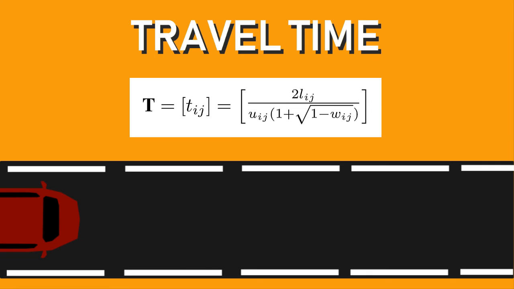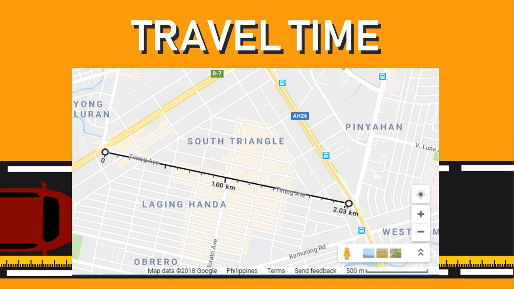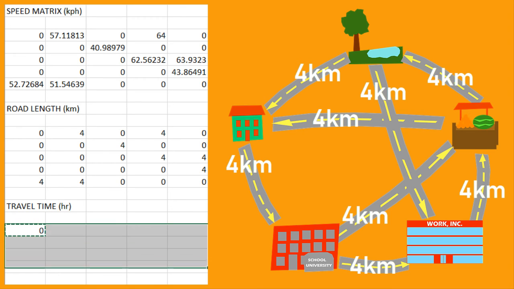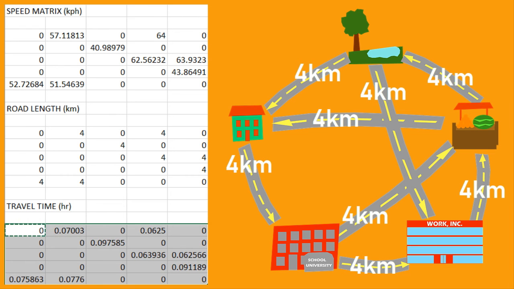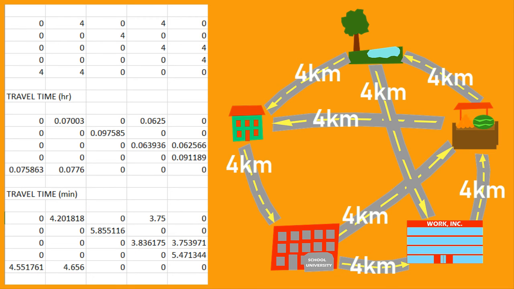Now that we have speed, what if we want to know how long it takes to traverse through the road? You'll notice that the formula of travel time is the length of the road over the speed that we already calculated. Real-world data would require the measurement of roads or the use of scaled maps such as Google Maps. We'll assume all our roads are the same length. Let's say 4 kilometers. Now we can compute for travel time. There. Let's multiply it by 60 so we can see it better in minutes. Now we have a matrix of the travel times through the road.